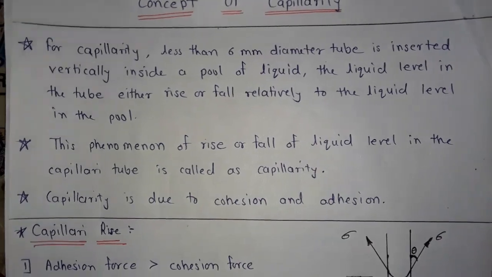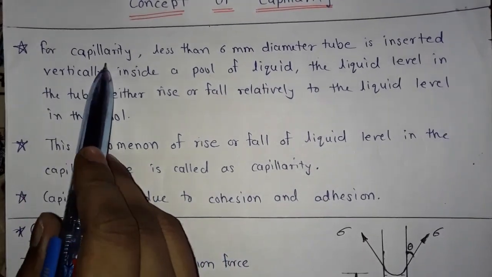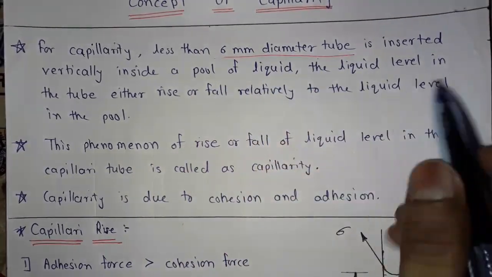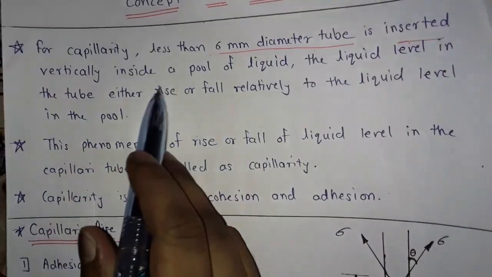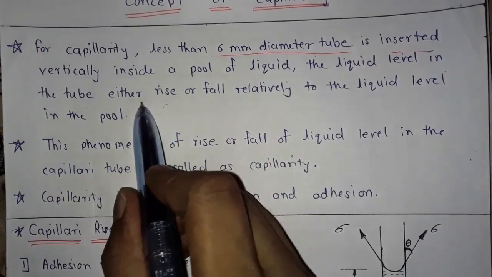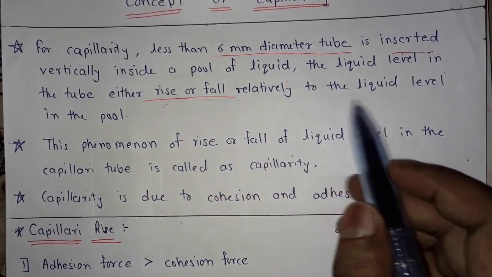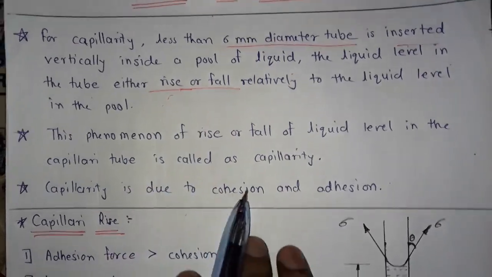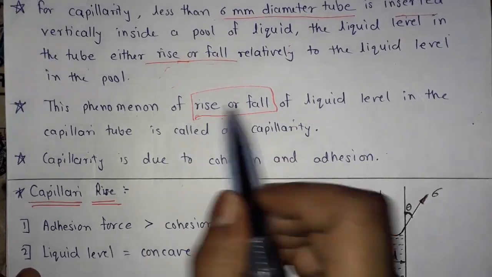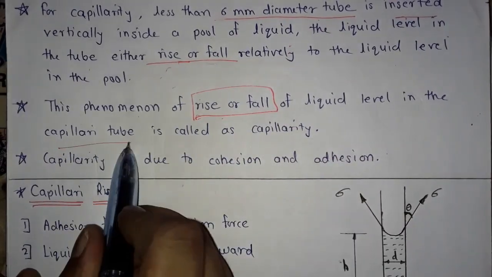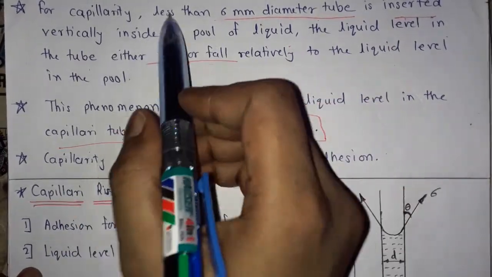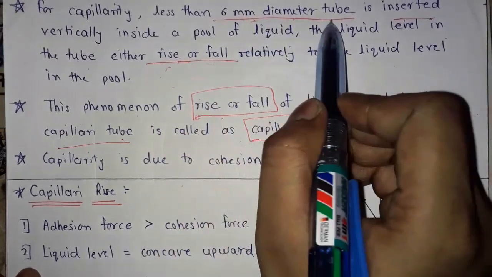So friends, see here. For capillarity, we require a tube of less than 6 mm diameter, which needs to be inserted vertically inside the pool of a liquid. The liquid level in the tube either rises or falls relative to the liquid level in the pool. This phenomenon of rise or fall of liquid level in the capillary tube is called capillarity. A capillary tube is a tube which is less than 6 mm in diameter.